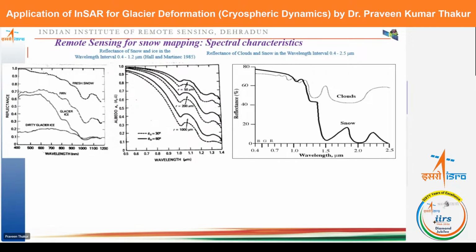And just for completeness, I will start with the optical, because in the optical it has a very high reflectance in the visible and NIR, and then there are SWIR absorption bands at 1.5 and 2.5 micrometers. In fresh snow we have the highest reflectance, followed by lower reflectance as the grain size increases and it becomes wet. So in the near infrared you will have absorption, and similarly firn will have less reflectance, then glacier ice has still less, and the dirty glacier ice, which is debris covered, has the minimum.